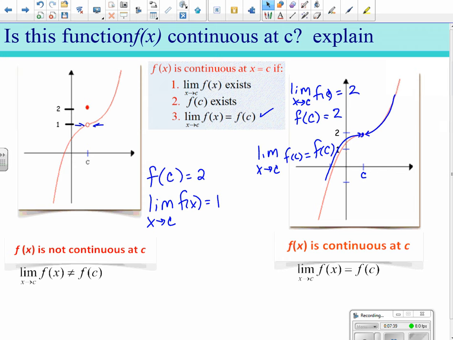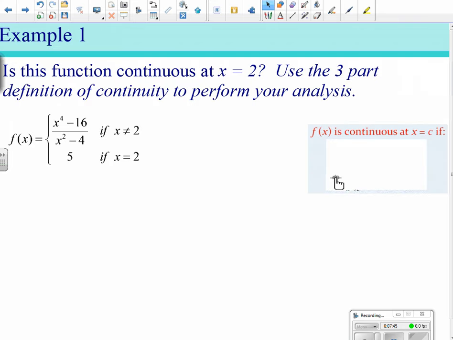And you have to be very explicit about this for AP to count your answer correct. You've got to state all 3 things. Example number 1: is this function continuous at 2? And if so, to conclude, we need to use the 3-part definition of continuity to perform our analysis.